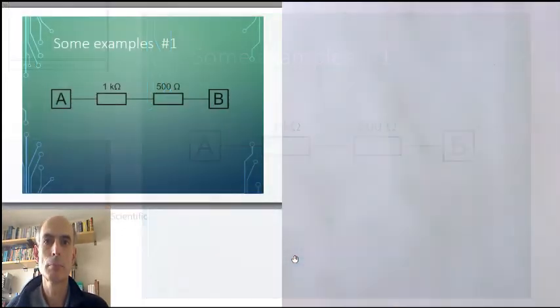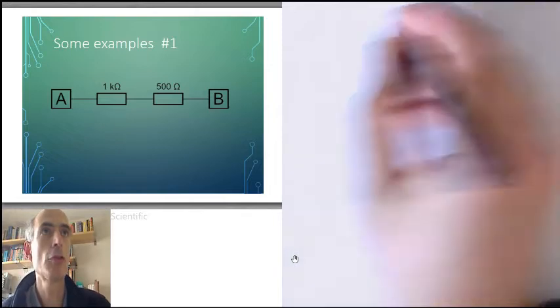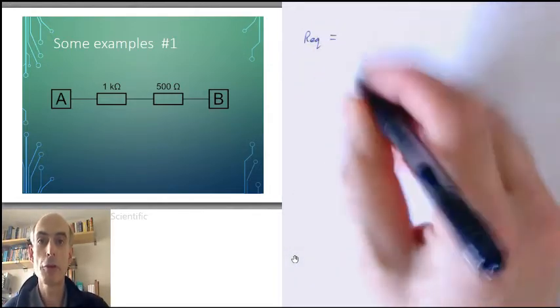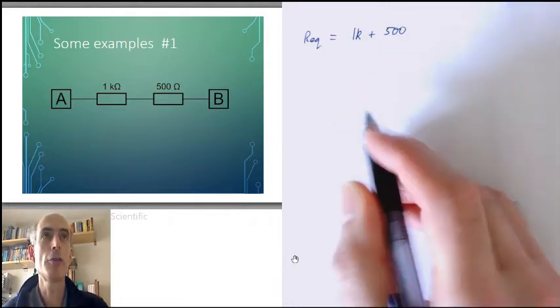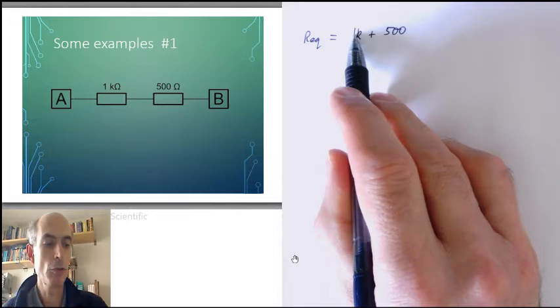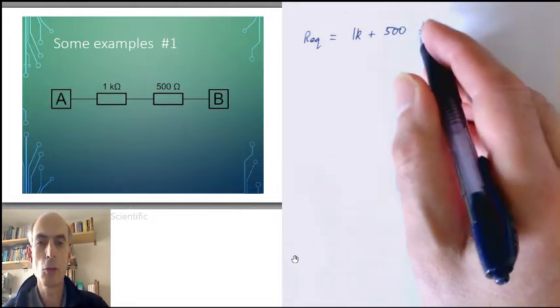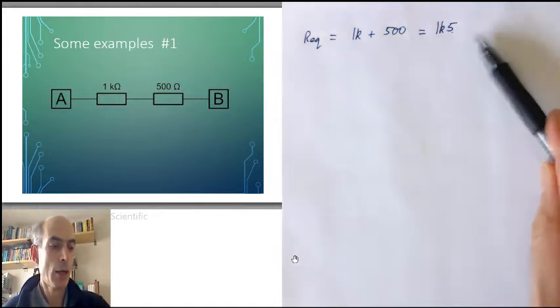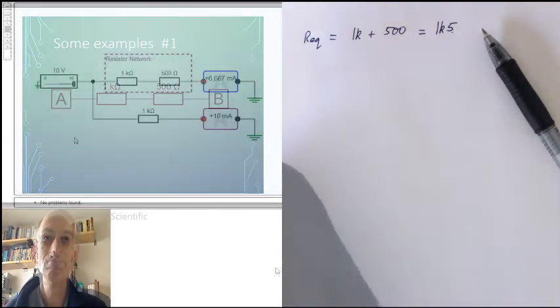Well, the formula that we derived before tells us that if we have two resistors in series, the total equivalent resistance is the sum of the two resistors. In this case, 1k plus 500. 1k means 1000, so that's just 1500, and I would normally write 1500 as 1k5. Right, does it work? Let's give it a try and see.